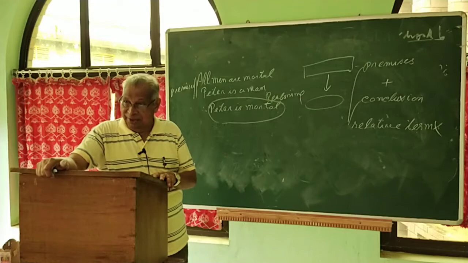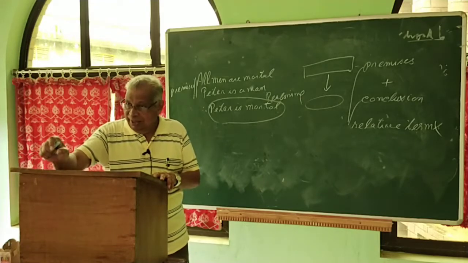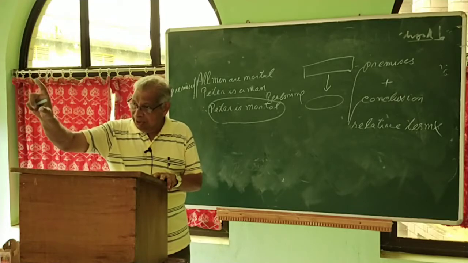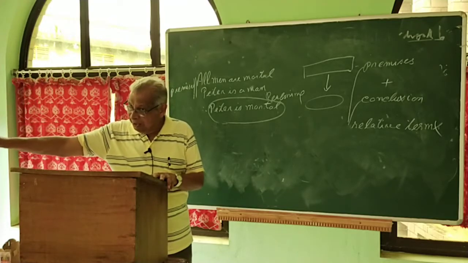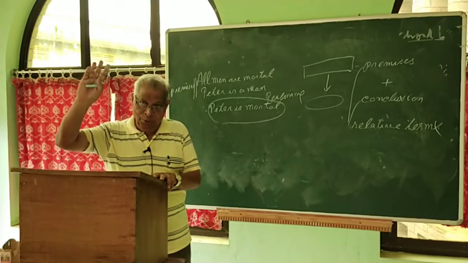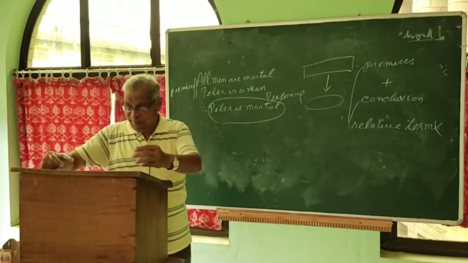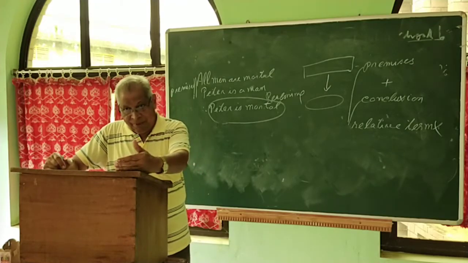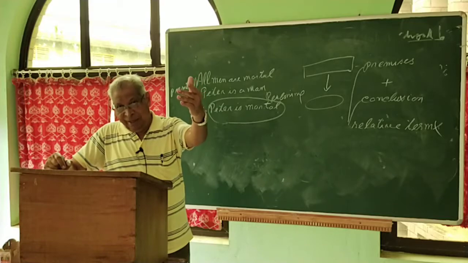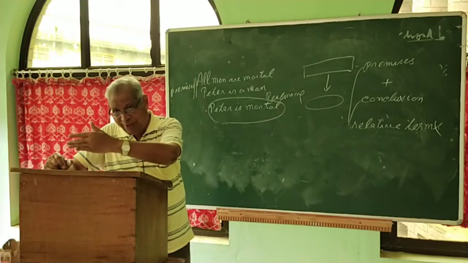Creator and creature, they are relative terms. Why? Someone is a creator in relation to a creature. If there is no creature, there is no creator. Husband and wife, they are relative terms. Someone is a husband. Rama is not a husband. Rama is a husband only in so far as he has a wife.